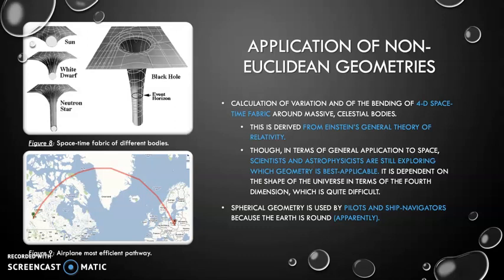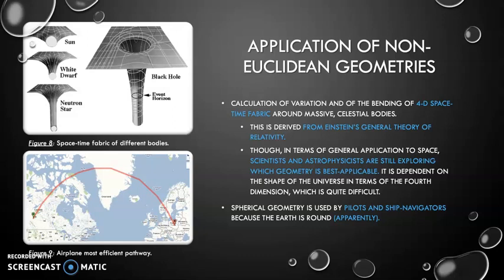If we look at Einstein's general theory of relativity, as shown in figure 8 somewhat, the bending of the four-dimensional space-time fabric around massive celestial bodies is dependent on their mass. To calculate the differences in their mass and the differences that they exhibit on the space-time around them, astrophysicists have to use non-Euclidean geometry. Although we do not know what is best applicable to the universe, because we have to understand the shape of the universe in the fourth dimension, which is extremely difficult for the human mind.